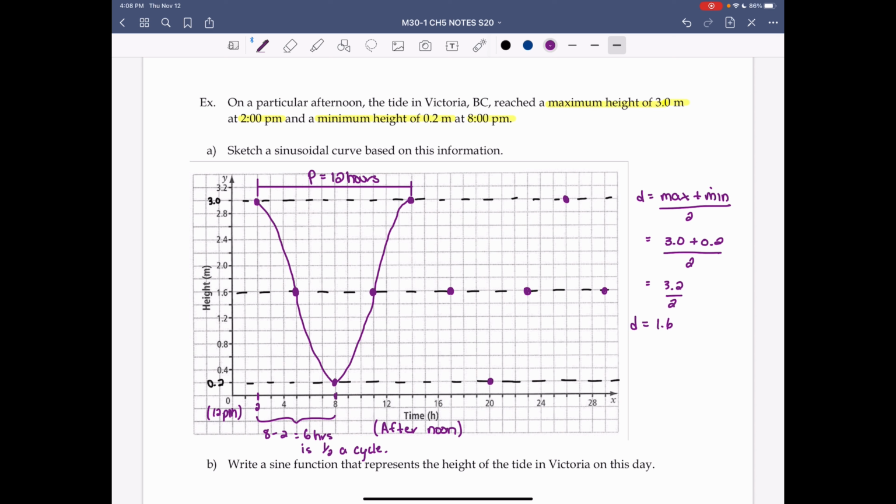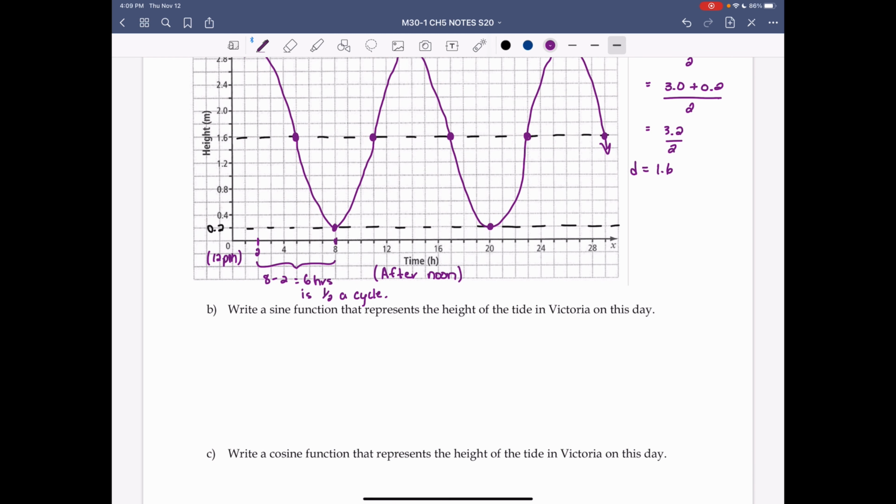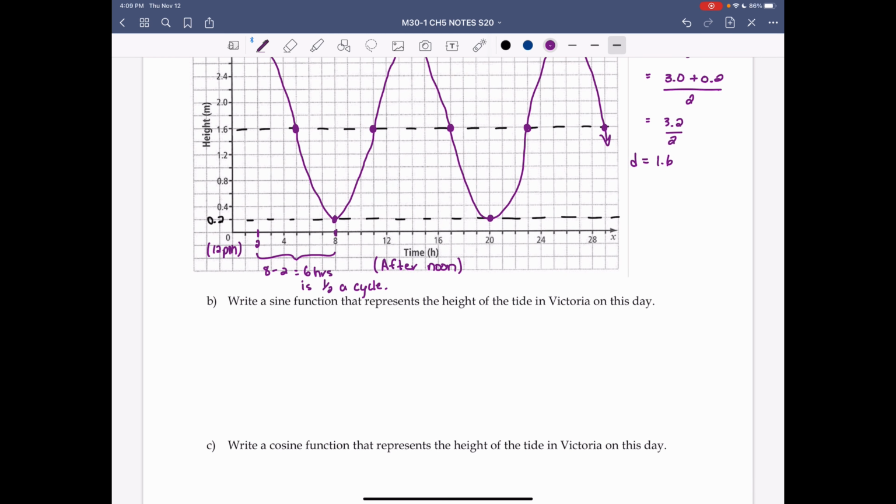And we can join those points together. There's the graph of our function. Part B, write a sine function that represents the height of the tide in Victoria on this day. We need to know the A value, B value, C value, and D value. We already know D, that is 1.6.